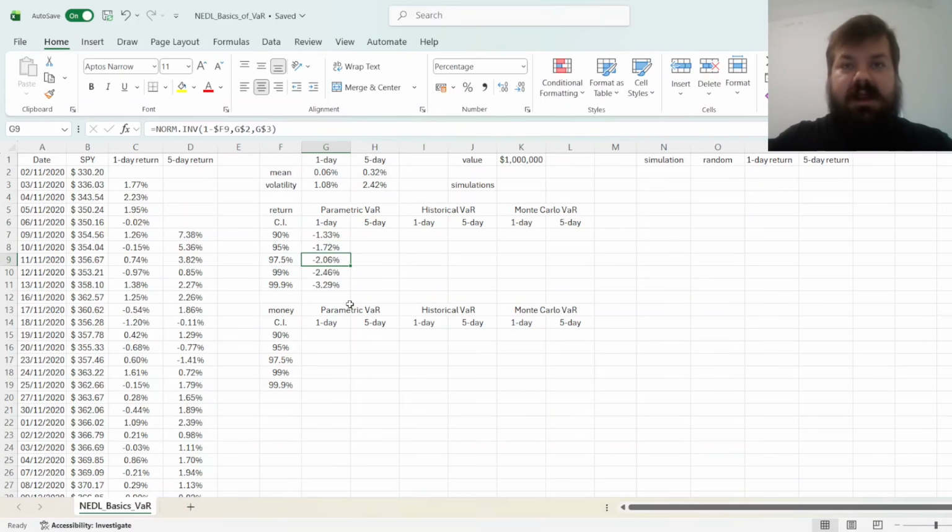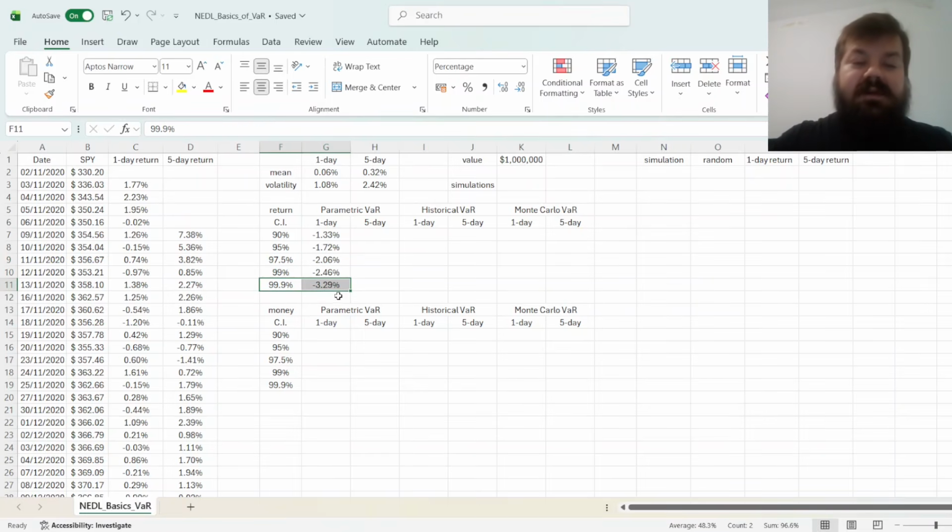97.5% means that in 39 out of 40 days, our losses would not exceed 2.06%. Here it's 1 out of 100, and here it's 1 out of 1,000. So again, in this percentage of cases, losses would not exceed that much. That's the interpretation of VaR.